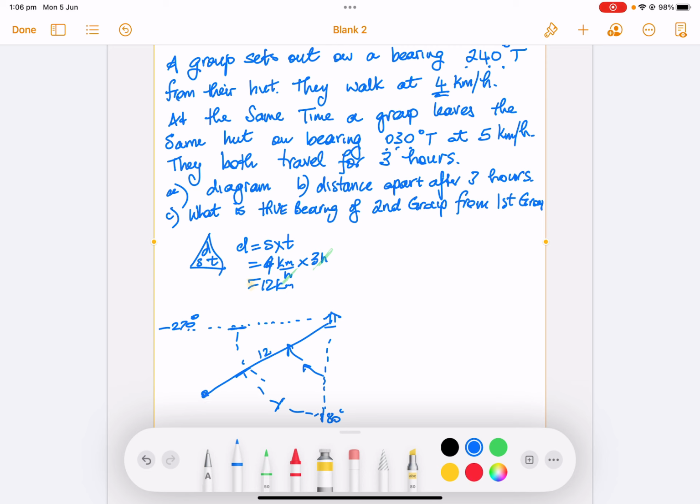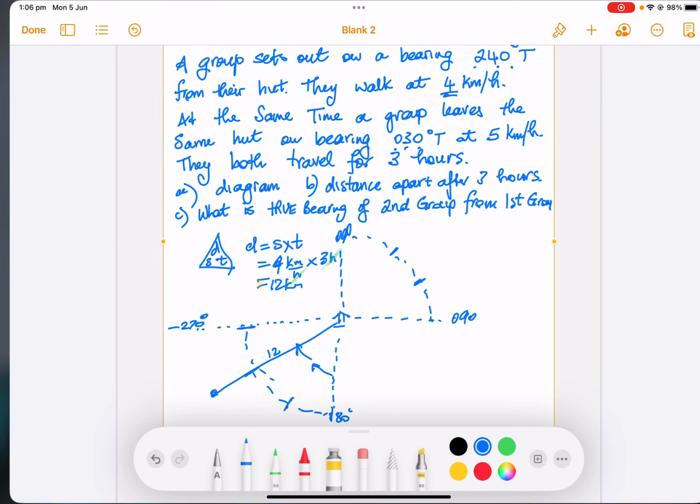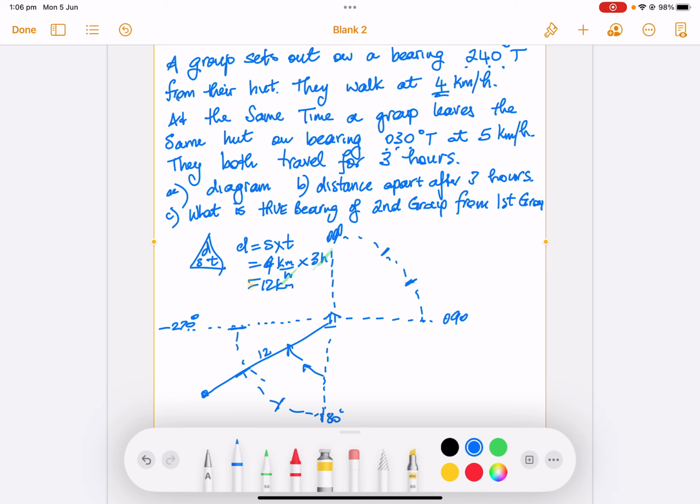And the second group leaves at a bearing of 030. Well, north, 000, east, 090. So you've got this clock, 1 o'clock, 2 o'clock. So the 1 o'clock position is 030, and distance there, speed is 5 kilometers per hour, 3 hours. So the hours cancel, 15 kilometers.